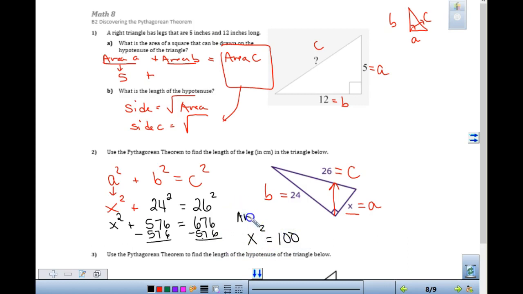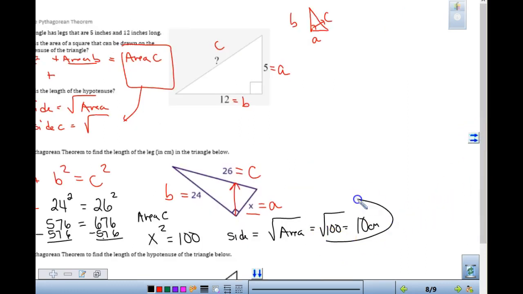So this is like the area of C. It equals 100. What does the side equal? Remember, side is always equal to square root of area. So in our case, square root of 100 gives us 10. What unit do we need to use? What unit was in the problem? Centimeters, so 10 centimeters. When you do these on your paper, please circle what that answer is, because there's a lot of work now with this, right? So circle where your answer is.